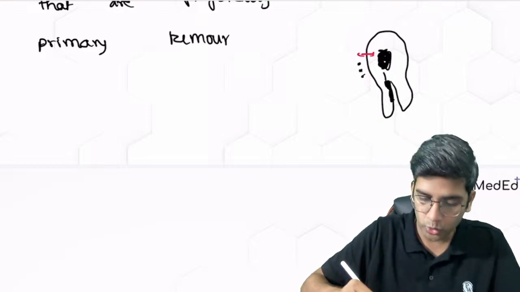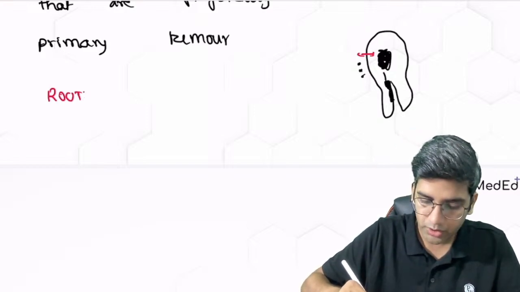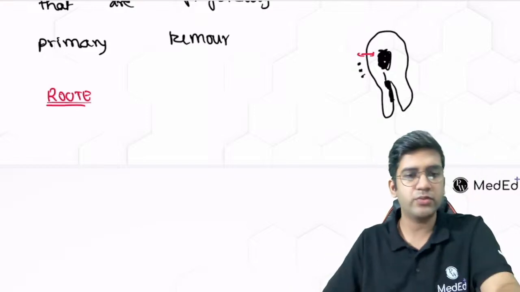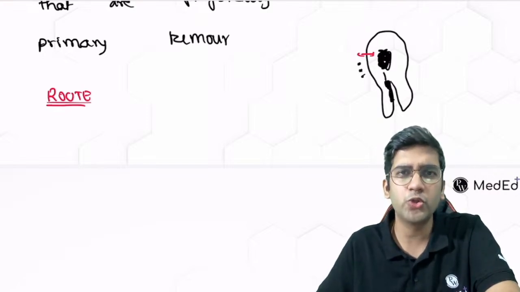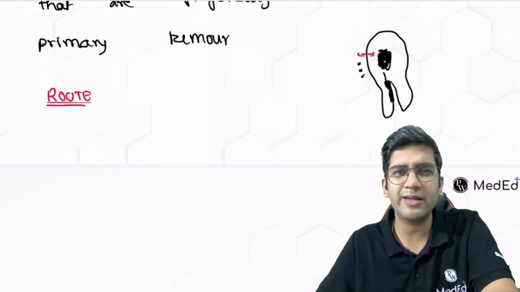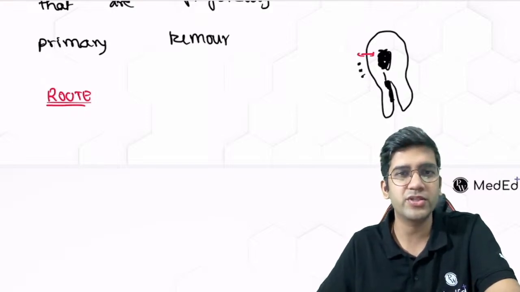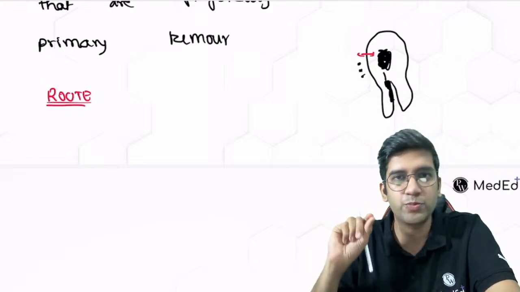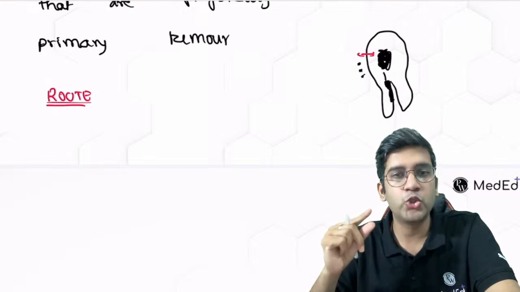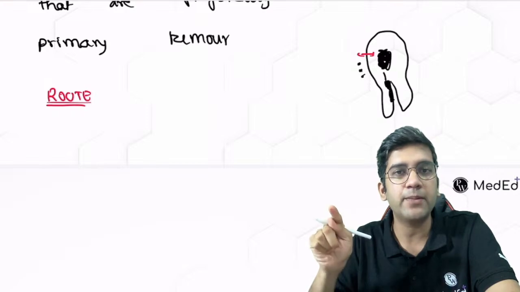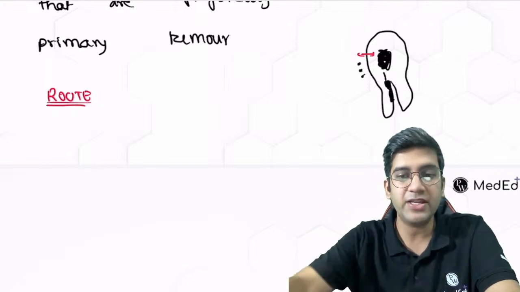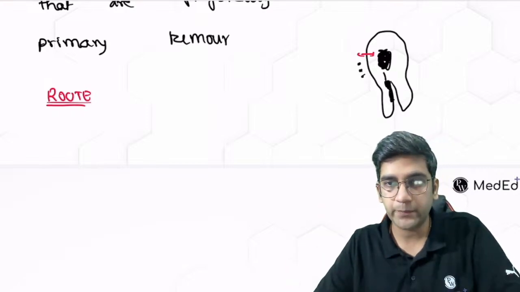Next is going to be routes of metastasis. When you know metastasis, there are multiple routes of metastasis. Can anyone name the routes that you know? I'm sure you know most of the routes required for us. Tumors can spread via lymphatics. Tumors can spread via hematogenous spread. And tumors can spread into the body cavities, right? So these are the major routes for us. Lymphatic is one.